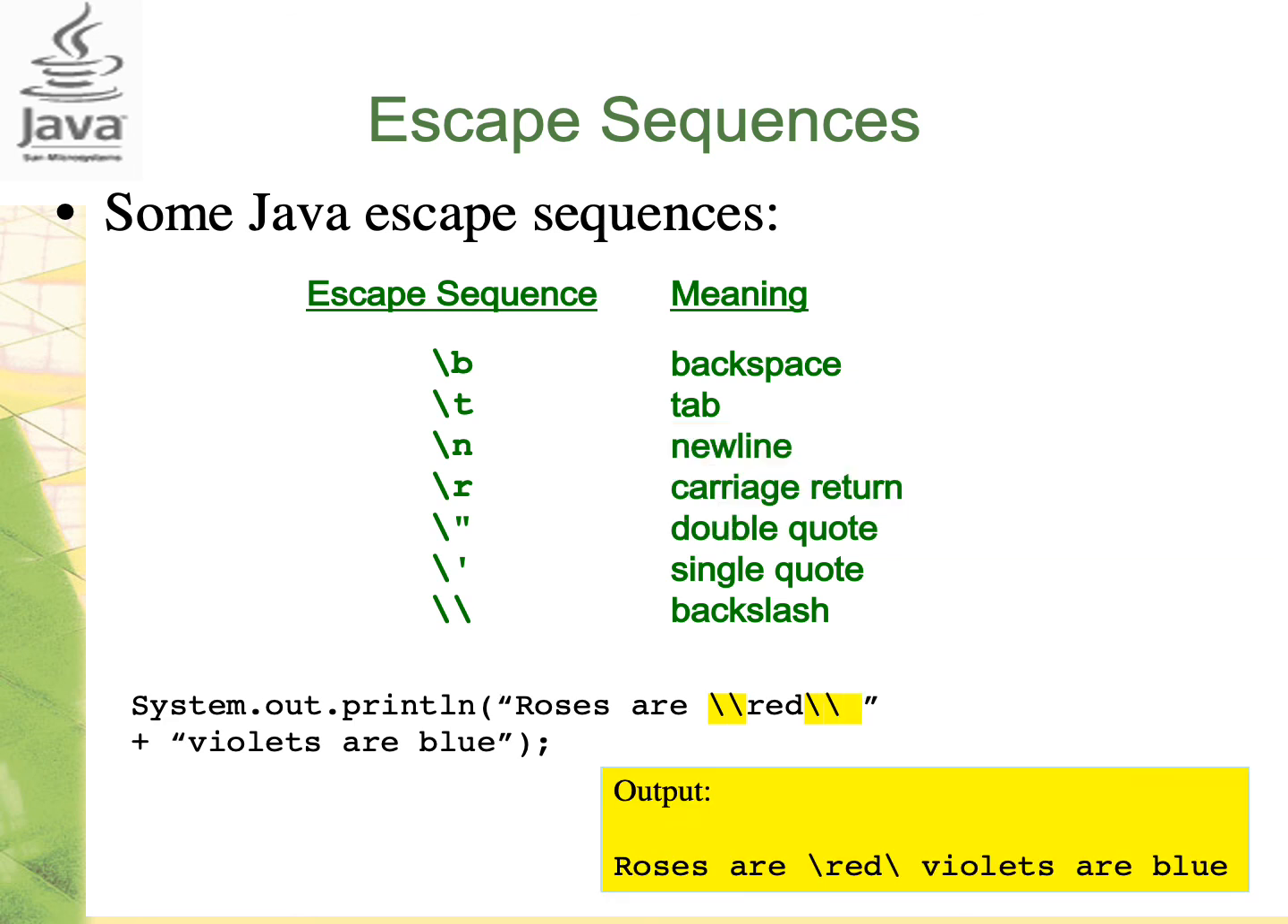And lastly, we have double backslash for backslash. If we use a single backslash, we will not be able to compile it. We will get an illegal escape character error. So for example, here we have roses are \\red\\ violets are blue. The output that we will get is roses are \red\ violets are blue.